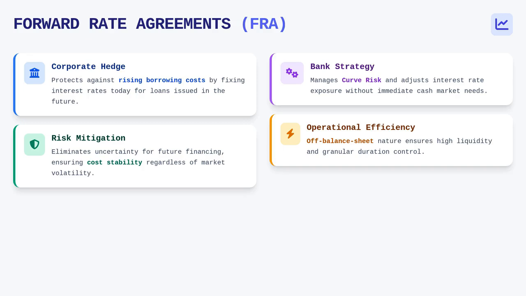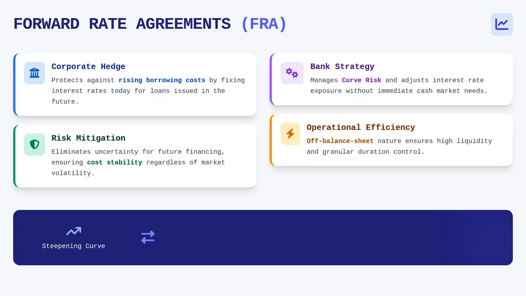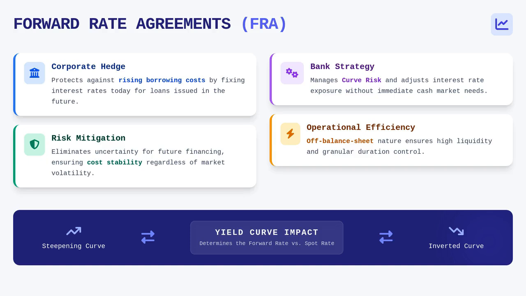Because these are off-balance sheet items, they remain highly liquid and efficient for adjusting granular interest rate duration without the encumbrance of actual principal settlement. When managing these exposures, the dealer must consider the shape of the yield curve, as an inverted or steepening curve will significantly alter the forward rate compared to the current spot rates. This structural flexibility makes the FRA a cornerstone tool in liability management and treasury operations within the wholesale banking environment.